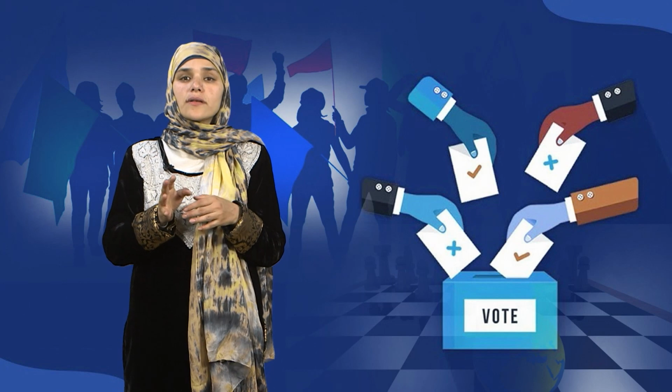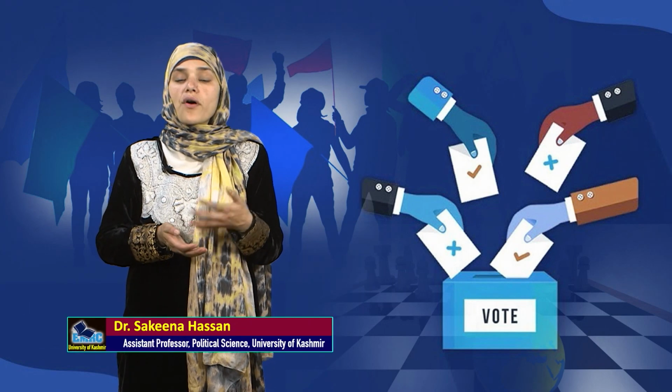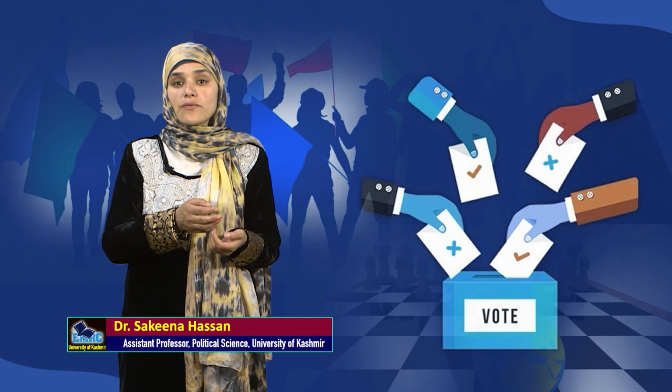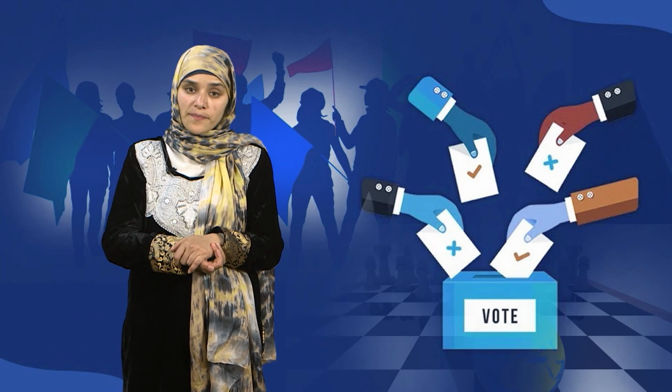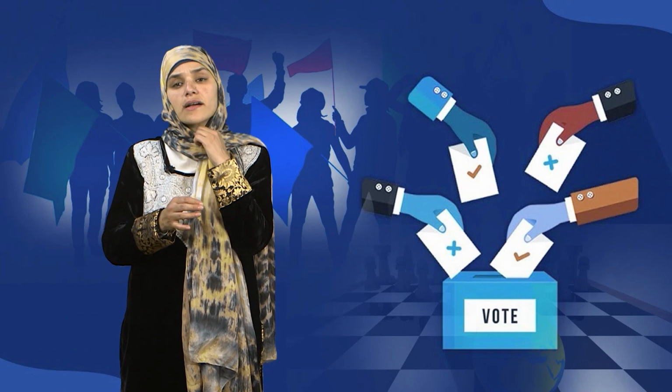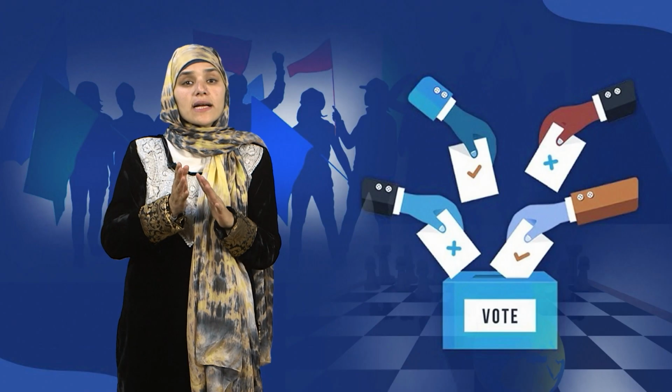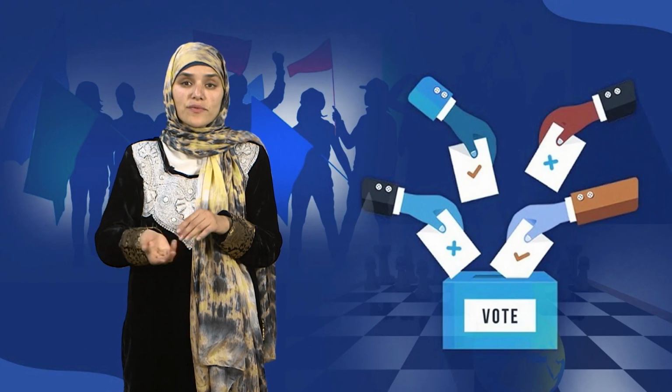In all other cases except first past the post, a candidate contesting an election is required to win over a specified percentage of votes for winning an election. However, the more candidates contesting a constituency seat, the greater the probability that the winning candidate will receive only a minority of the votes cast. With respect to constituencies, a key distinction is between single member districts, that is SMDs, and multi-member districts, that is MMDs. Now, single member constituency in the first past the post system.